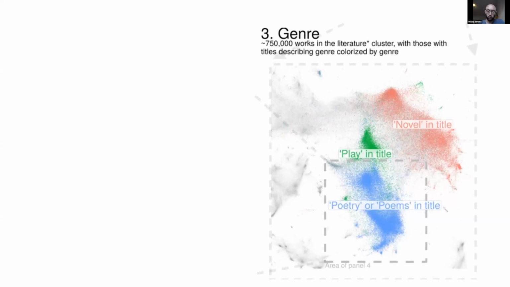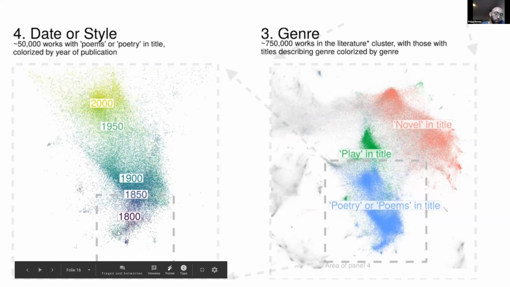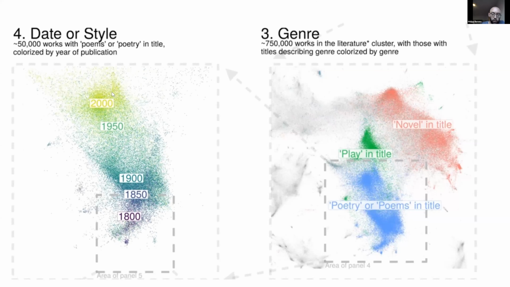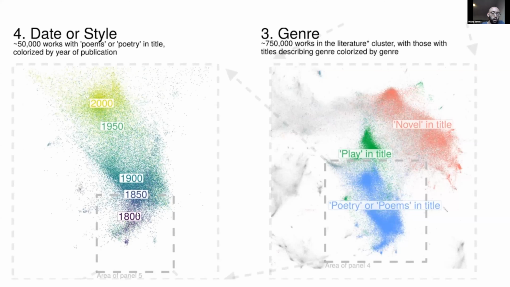And this is not everything. You can still zoom in further into this poetry cluster. You can, for example, then look into publication years. Here, color is publication year, and you can see that there's really a continuous evolution within this poetry cluster over the last 200 years, forming continuous relationships in this visualization.